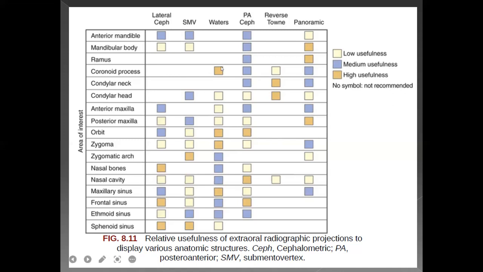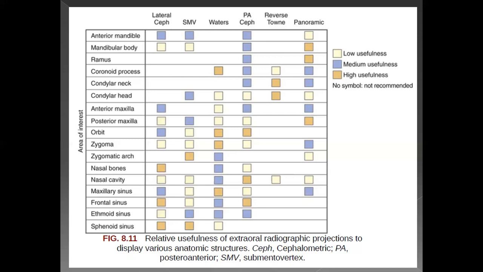However, for the Waters view, they say that the coronoid process can give you a lot of information, which is your OM 37-degree view. For evaluating the condylar neck, both PA skull and the OPG show medium usefulness. However, the reverse Towns view gives you the maximum amount of diagnostic information. And same goes for the condylar head. And this is the reason why, for exam purposes, you will often find people telling you that whenever you are seeing a fracture of the condyle and you have an OPG, always ask for another X-ray.